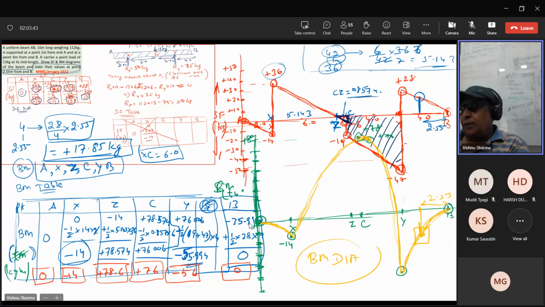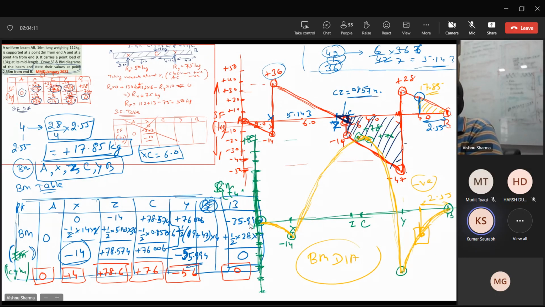Is the BM in the diagram negative or positive? Just tell me that. Negative. And what is BM equal to? It's the area under the curve. You can calculate this area, guys. This you already know is 17.85. SF here, you got 17.85, am I right? Yes, sir. And the area under the shearing force diagram will be BM. So this area will be the value of the BM.